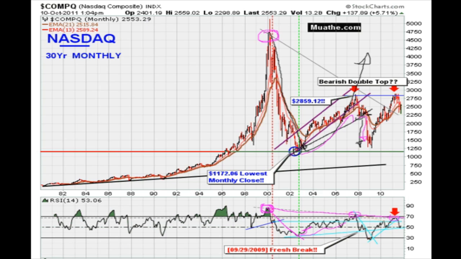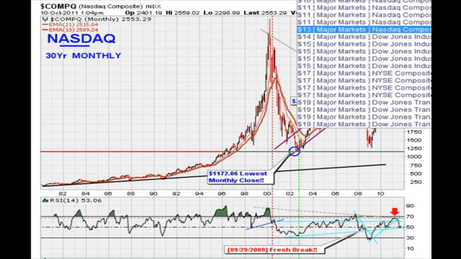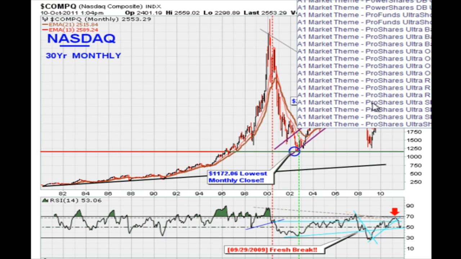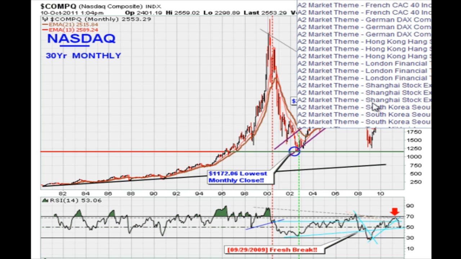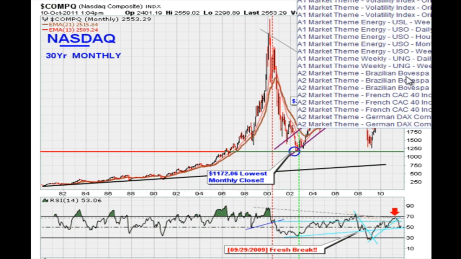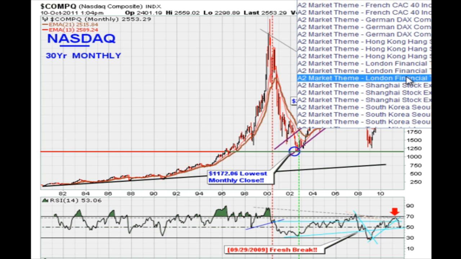Now if I can run through some other charts quickly, just so that we can have color, I want to go to the Chinese market because it had a strong rally going into the Beijing Olympics.